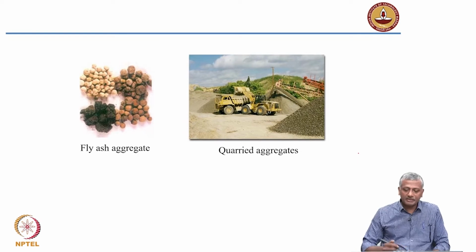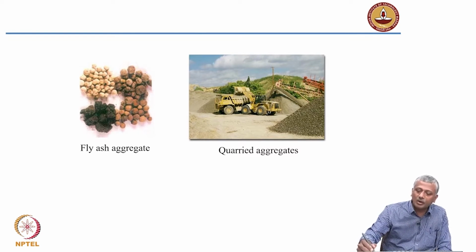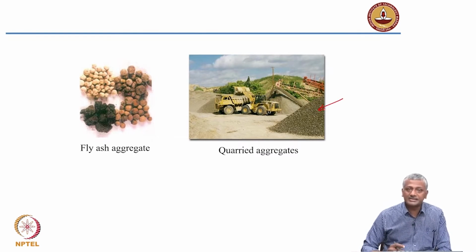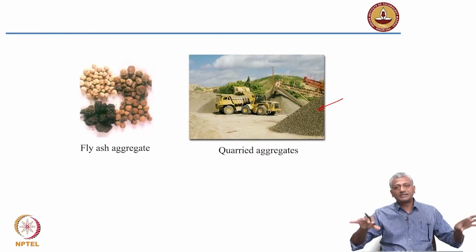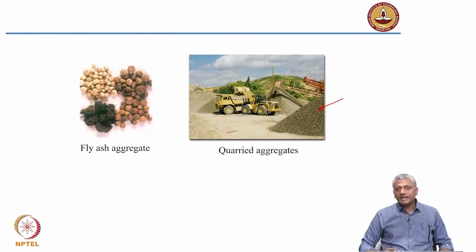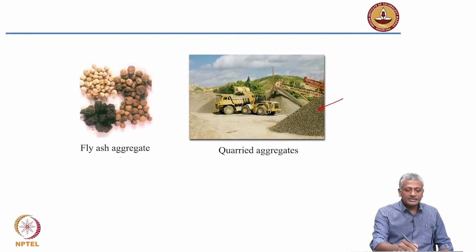So, just giving you some example of quarried aggregates. Typically from the quarry, the aggregates are broken down into smaller sizes and fractioned into different sizes, okay, and then stored as heaps. Okay. This is a fly ash based aggregate.